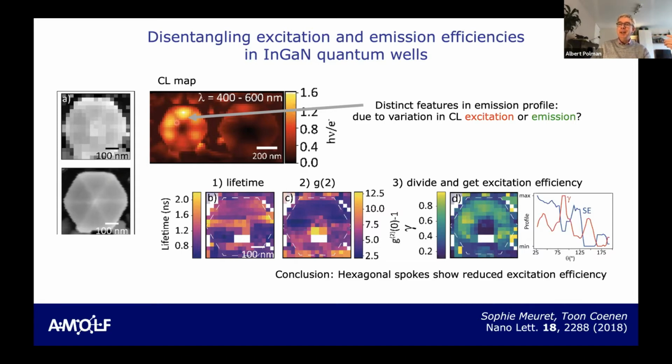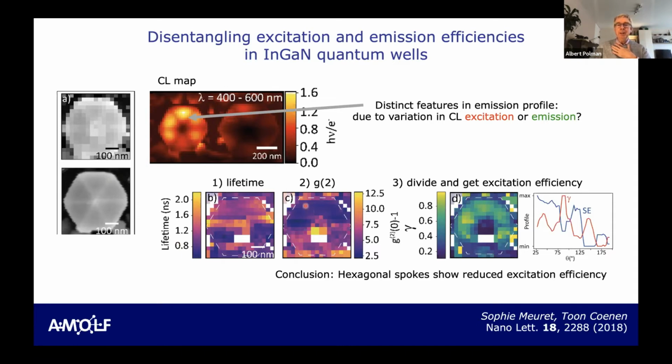Or is it because the gallium nitride is not excited by the electron beam efficiently? And you don't know, right? If you have the CL map, it can be both. So now the trick we have developed is we can make a lifetime map. Every pixel in this image, we do a lifetime measurement. Here you see lifetime scale up to 2 nanoseconds.